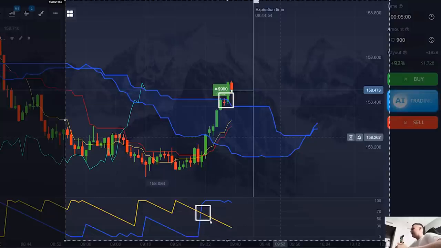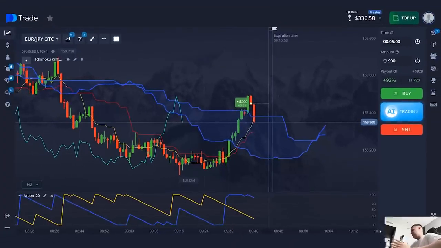Here, I see that the blue channel is bigger, and therefore it is safer. Yeah, my friends, in general, the size of the blue channel is a good check for the signal. Always pay attention to it and don't forget about it.